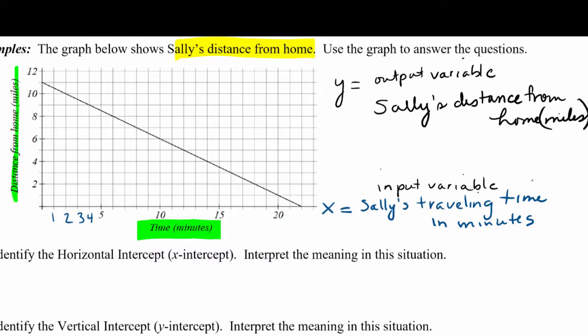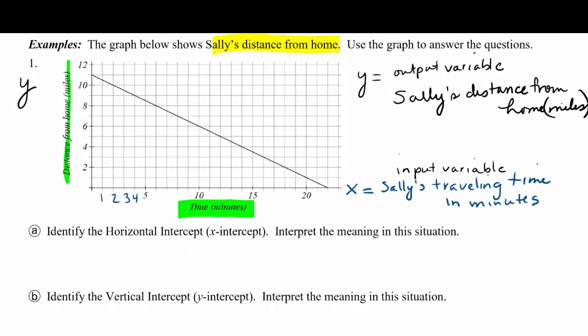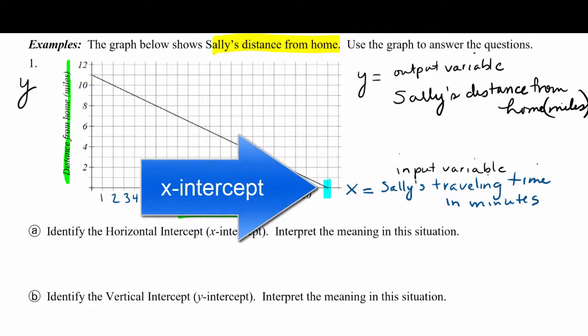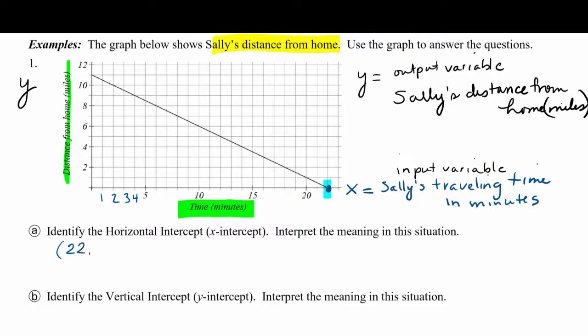Now it says identify the horizontal intercept, or the x-intercept, and interpret the meaning in this situation. So let's go look at the graph and see where the graph crosses the x-axis, or the horizontal axis. And it's right here, isn't it? What ordered pair would that be? That would be (22, 0). Okay, so what does that represent? What's the meaning of this ordered pair where the input variable is 22 and the output variable is 0?